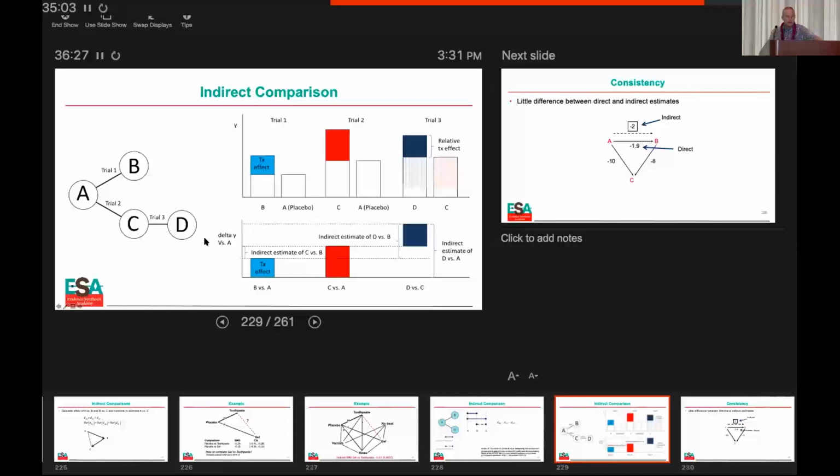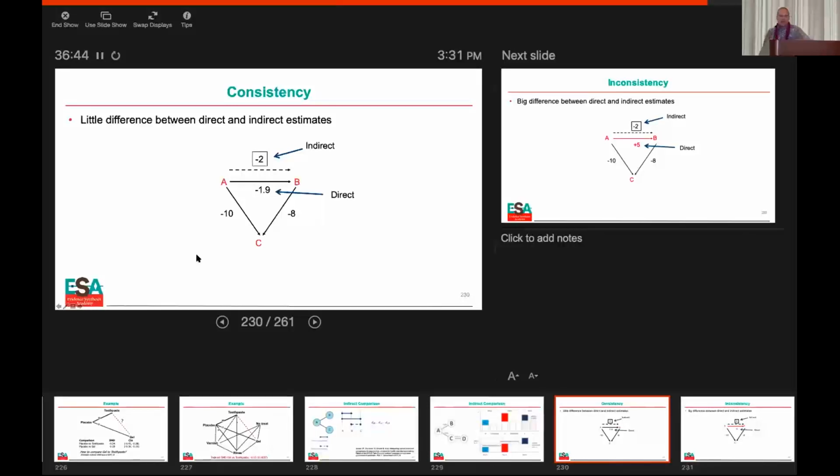A versus D is just going to use the fact that we've compared A with C and C with D to get an A with D this way, and then we can combine the A with B to get a B with D.